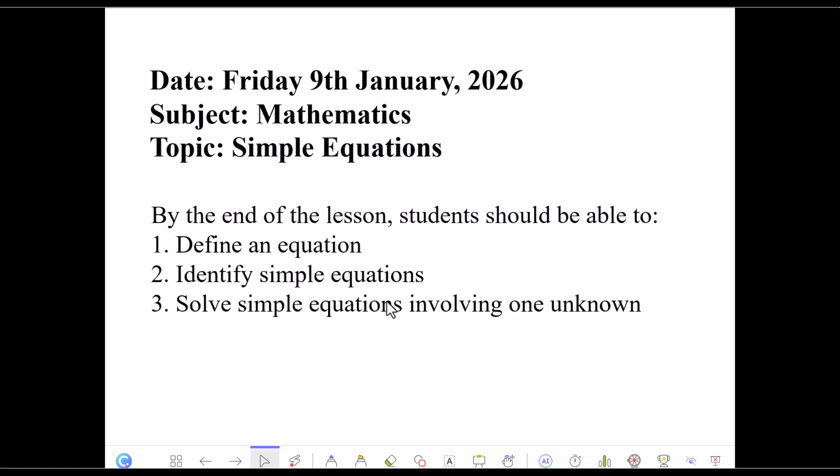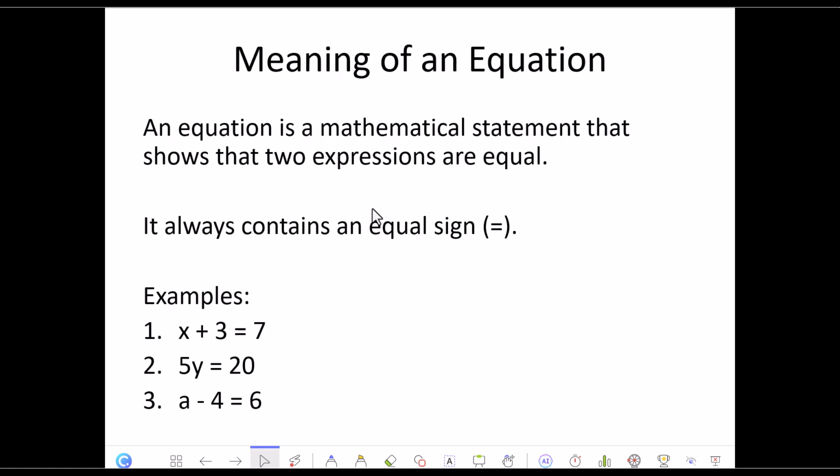On Monday, we start proper. By then, most of us must have resumed. So we'll do more examples, more complex examples on simple equation. But today, let's just introduce it and we'll move from there. All right, let's go to our first slide.